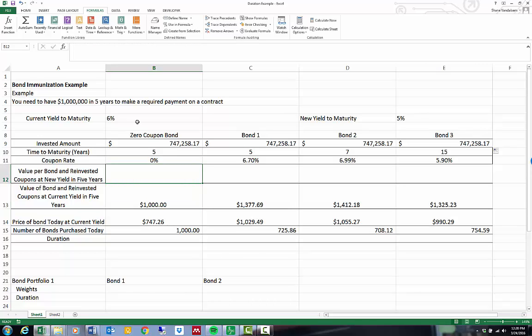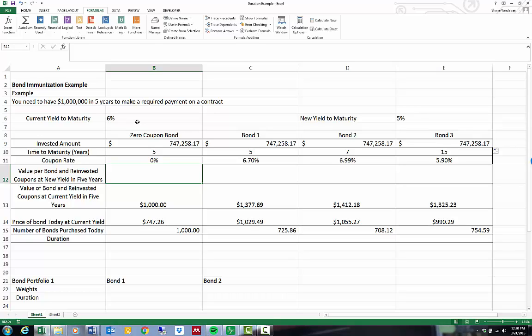We have 2 more rows to fill out here: the value per bond and reinvested coupons at the new yield to maturity. What this means is this is the amount we're going to have in 5 years. We're assuming the yield to maturity changes to 5% in this case, from 6% to 5% the day after we buy our bonds. Okay. Because then we're going to reinvest. This is our reinvestment rate. We're going to reinvest our cash flows at 5%.